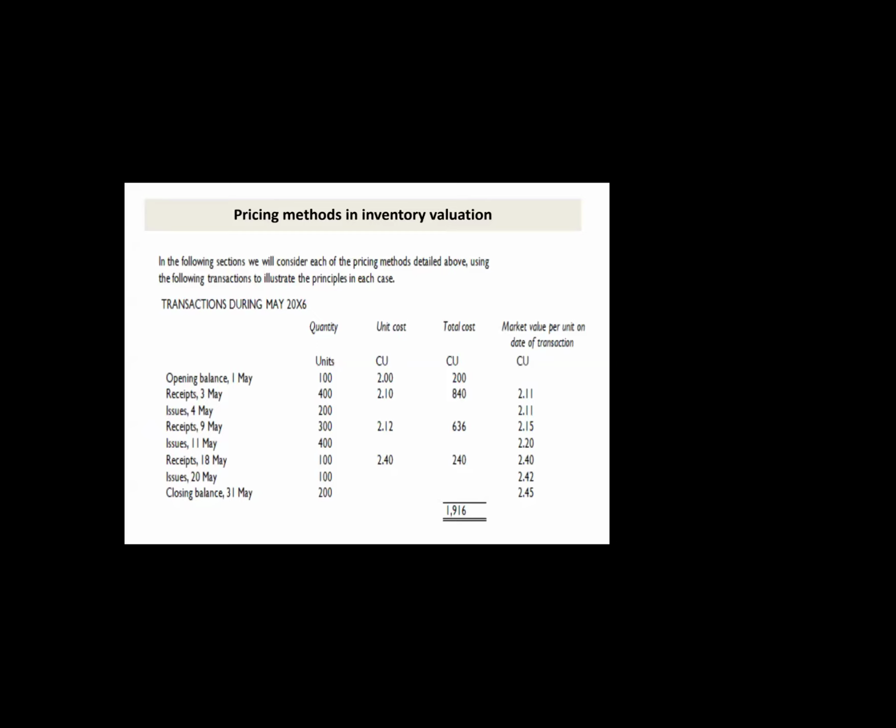At the date of issue, whatever we receive last, we will issue first, and then we will go back. So we will use the same example for solving this also. It will help and reduce our time also. Again, opening inventory 100 at the rate of 2, received 3rd May 400 at the rate of 2.10. On May 4, we issued 200. So what will be the issue price under last in first out method?